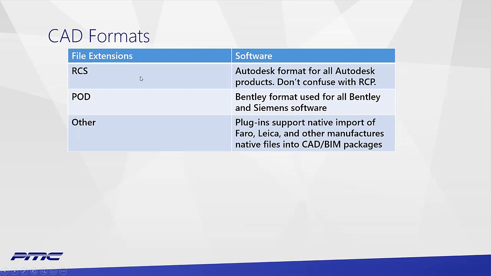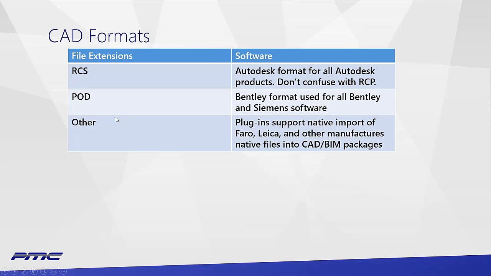So these are the main working formats that you have. Today we'll be talking primarily about the RCS files. These are the exports created out of Recap or another program similar to Recap that can create them. These are a reduced point set that's optimized for use in CAD or BIM software. In the case of RCS, it covers all Autodesk applications; pretty much across the board they can import RCS files. You have pod files, which cover anything Bentley or Siemens software. And then there are other things as well.